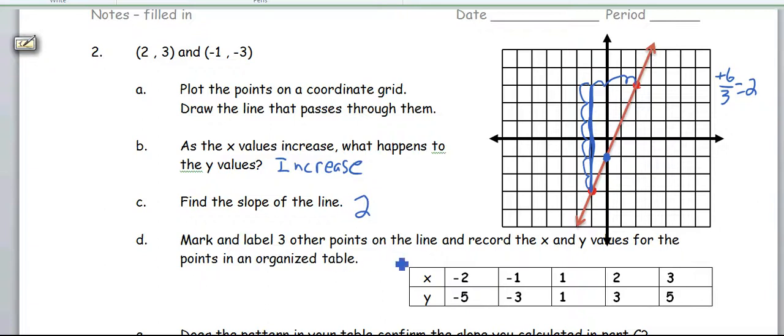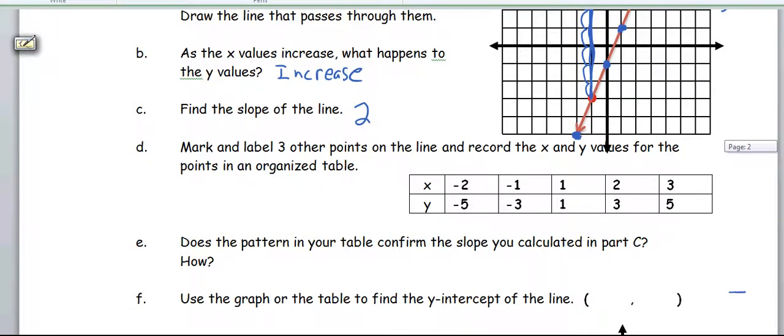Now mark and label 3 other points on the line, and record the x and the y values. I could put this point here, that's negative 2, 5. I already have the negative 1, 3. Let's do 1, 1. There we go. And 2, 3. That's the one they gave us right there. And then 3, 5. Notice those are all points where the line goes right through the corner of a box.